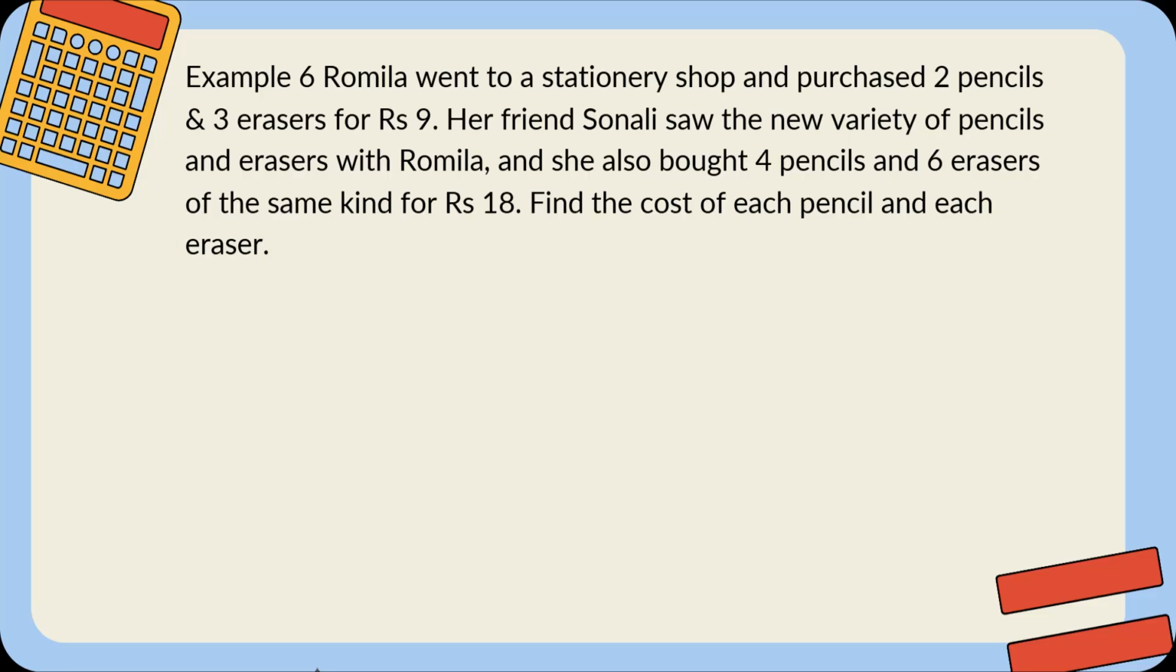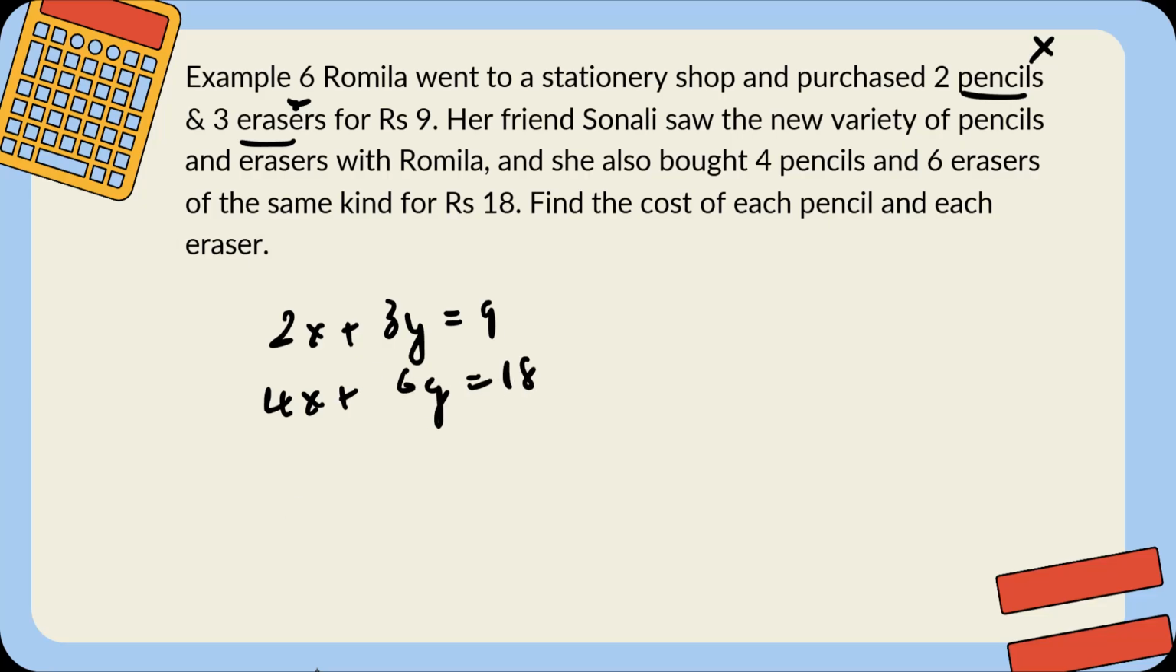We do not know the cost of the pencil. Let's say the cost of the pencil is x and the cost of the eraser is y. So we got two equations, right? The first is 2x plus 3y is equal to 9. The second equation for Sonali will be 4x plus 6y is equal to 18, right? If you observe, if I multiply the first equation with 2, I'm getting the second equation, correct?